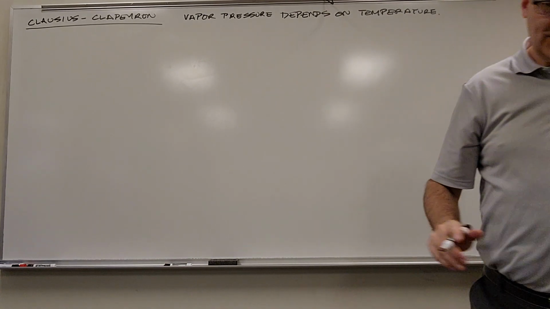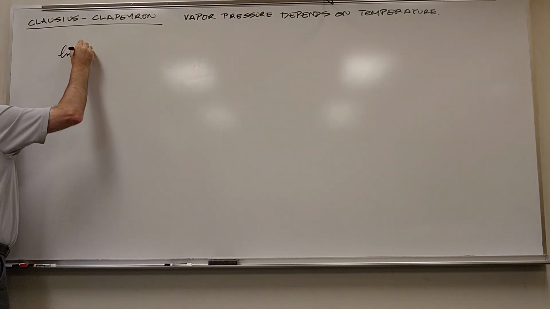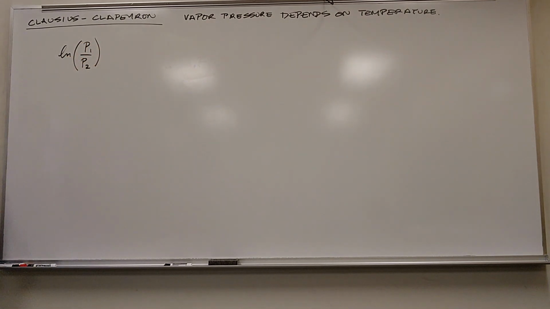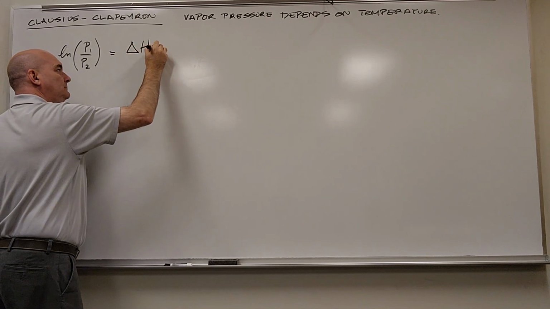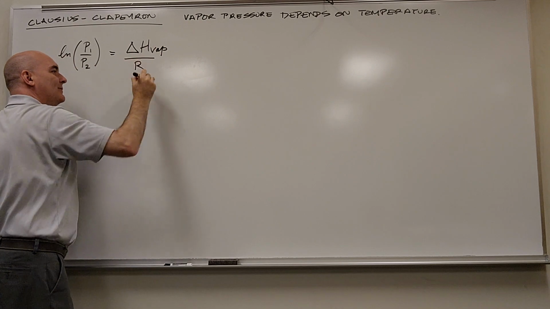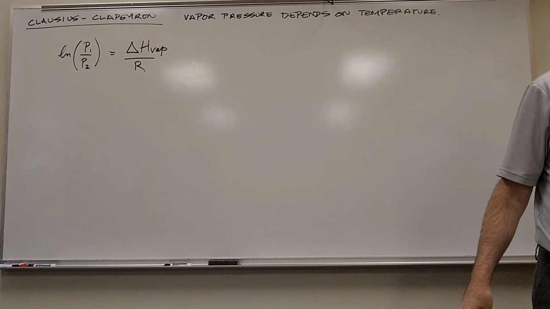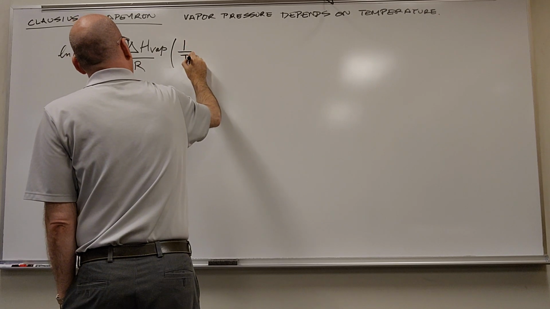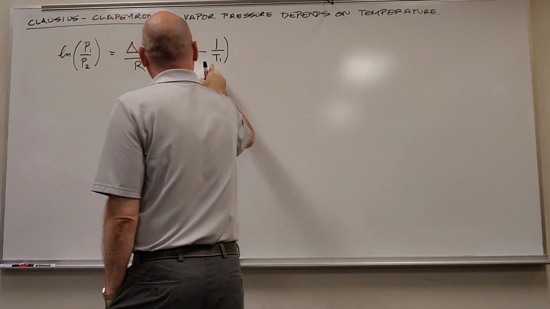What we're going to do is this. That the natural log of two vapor pressures divided by each other is equal to the enthalpy of vaporization divided by R multiplied by the reciprocals of the difference in the temperature 2 to 1.